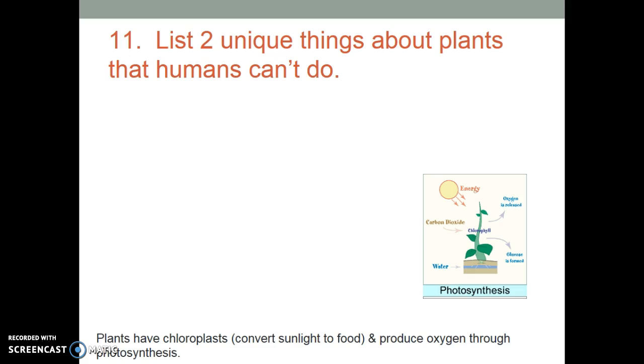Two unique things about plants that humans can't do. Well, number one, plants have chloroplasts, so they are able to convert sunlight to food. And they are able to produce oxygen through photosynthesis. So not only are they able to make their own food with those chloroplasts and the photosynthetic process, they are also able to produce oxygen.